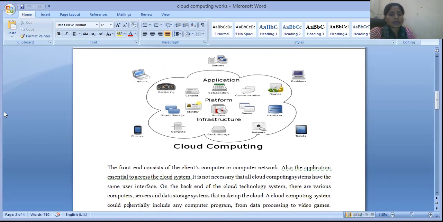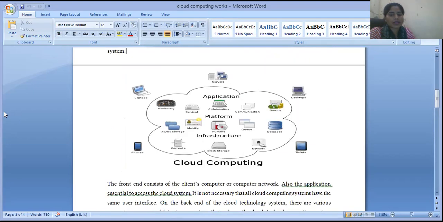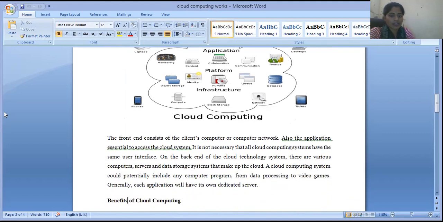Here is the diagram which shows cloud computing, which is basically the mixing of the front end and back end. You can see laptops, servers, databases, tablets and phones, and the applications, platform and infrastructure, all of which are used by cloud computing systems.